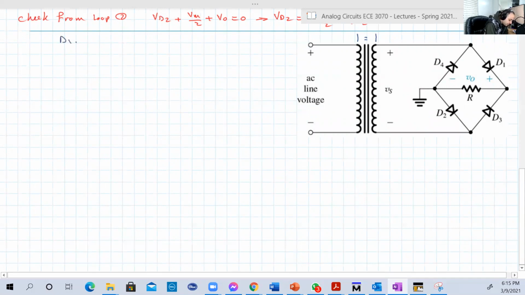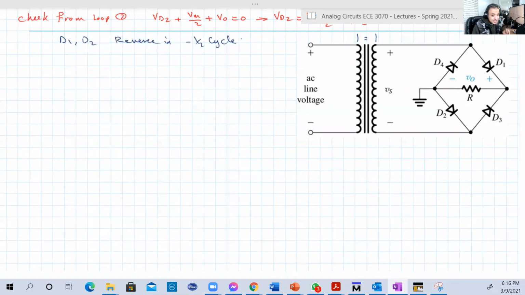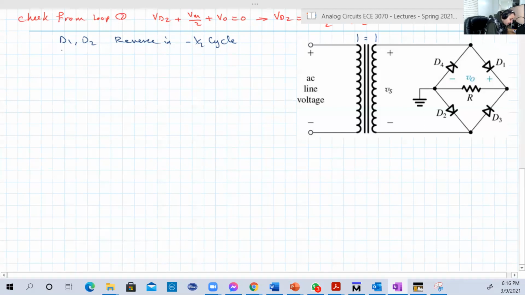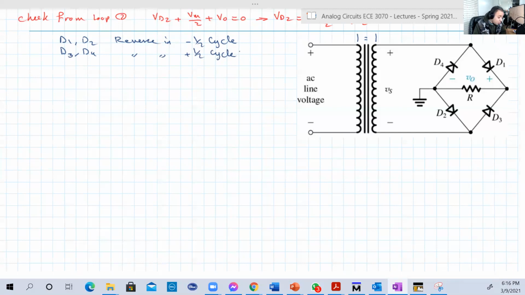So we have D1 and D2 reverse in the negative half cycle. So if you want to calculate the peak inverse voltage for the bridge using D1 or D2, you must assume the input is minus Vmax, because you will be reversing the negative half cycle. If you want to calculate the peak inverse voltage for D3 or D4, you can use the positive half cycle. And at that time, you should find VD3 or VD4 when V input is equal to Vmax. So let's go with the positive half cycle.